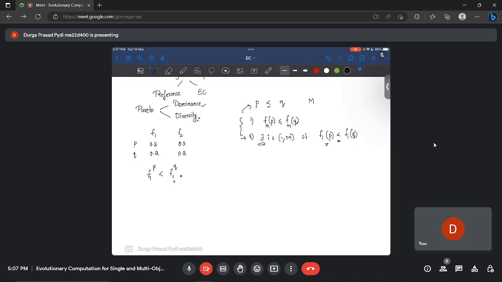So both F1 and F2. Yeah, or it can happen the other way as well. Say something like this is 0.4, this is 0.3. If you have something like this, in this particular case, F1P is actually equal to F1Q, and F2P is actually greater than F2Q. So here, you cannot say which one of them is dominating the other. So there exists no relationship between P and Q, right?